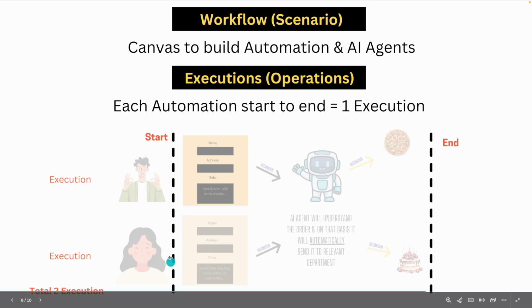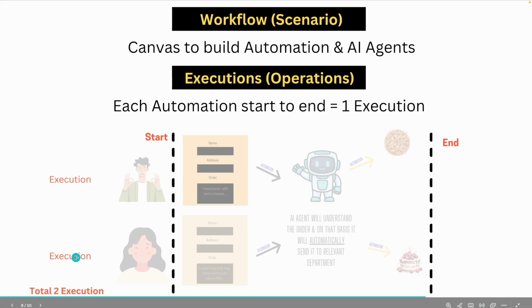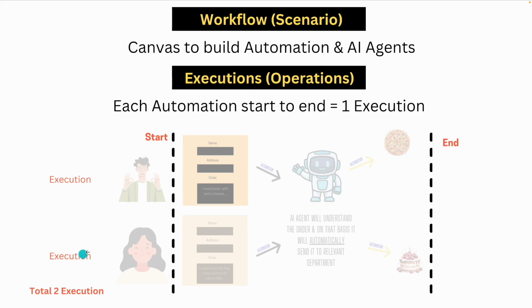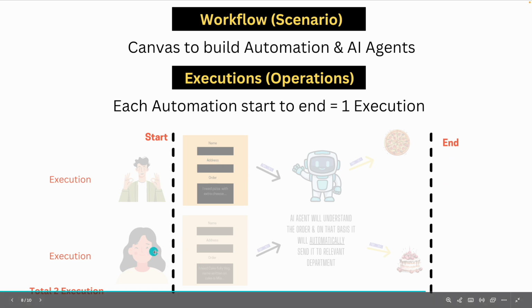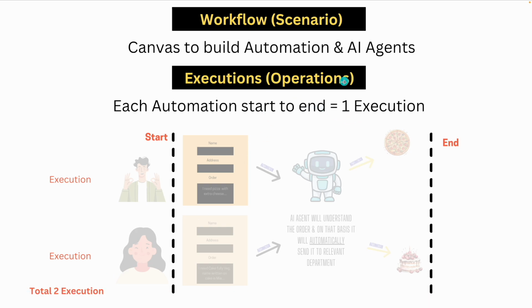So again the automation will start from here and it will end here. So it will be considered as another execution. Execution means when your automation starts to end, it is considered as one execution. So if you see in this example, we have a total of two executions. One is for this one start to end, and the second one is for this one to this one. So total two executions have occurred, and they are also known as operations.